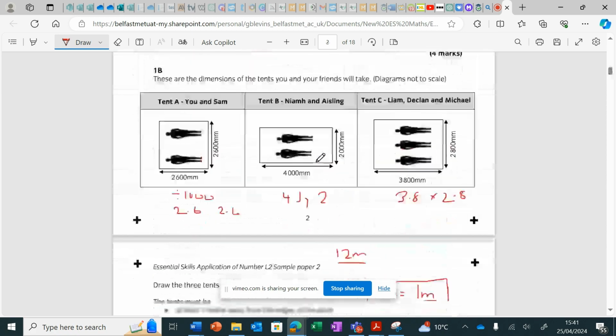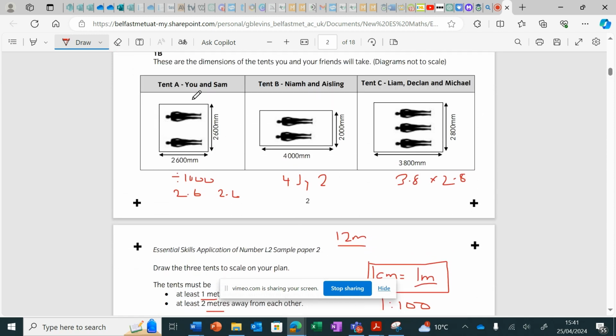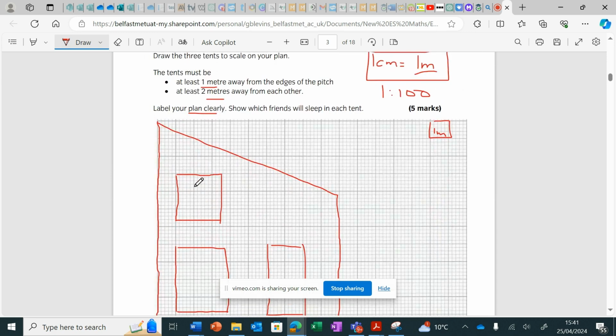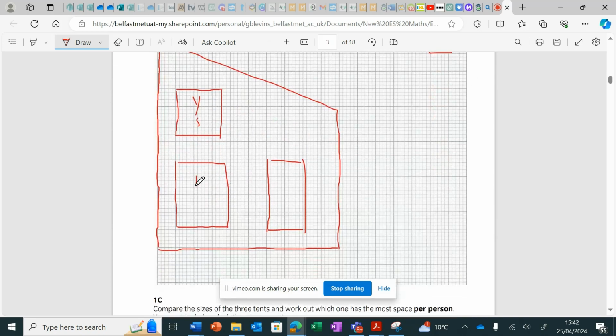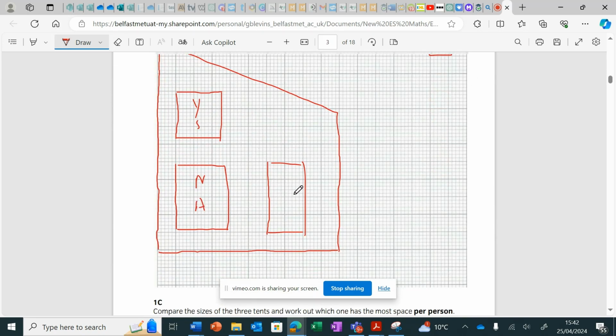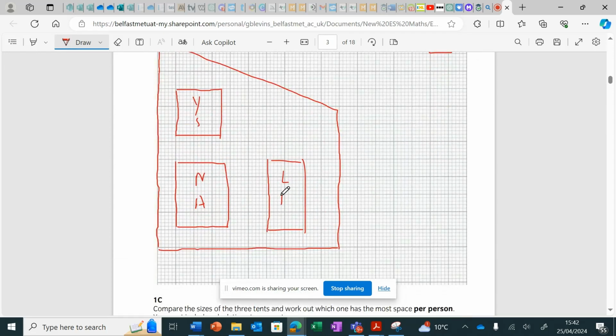And then it says label your plan clearly. So you've got to label it. So you and Sam, tent A, I think it's this one. Is it? Tent B, Neve and Ashleen. And I guess this gets you a mark. And then Liam, Declan, and Michael. There they are there. And that's what it should roughly look like.